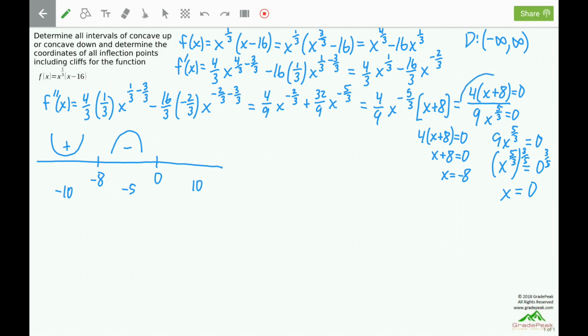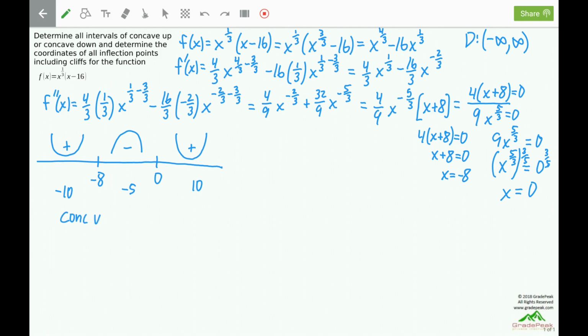Now plugging a positive 10 in the numerator, 10 plus 8 is positive, times the 4 will still be positive. In the denominator, a positive 10 to the 5/3 will be positive, times the 9 will still be positive. We have a positive over a positive. That is a positive second derivative, which corresponds to concave up.